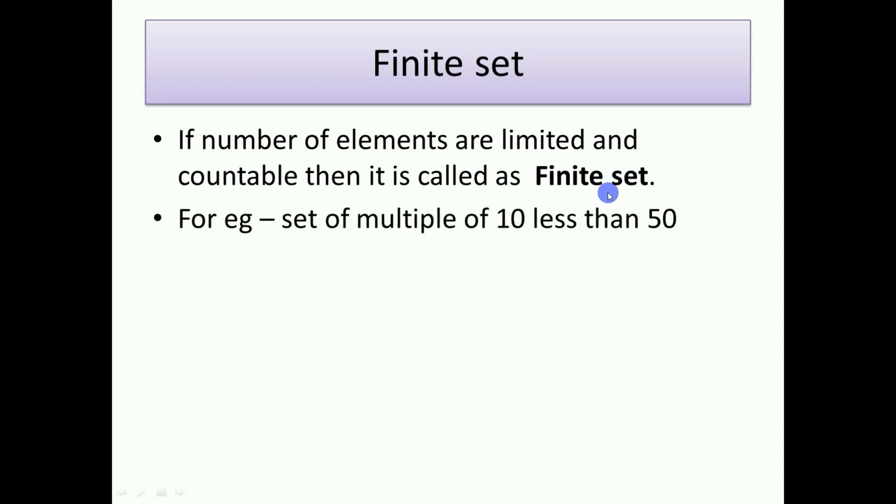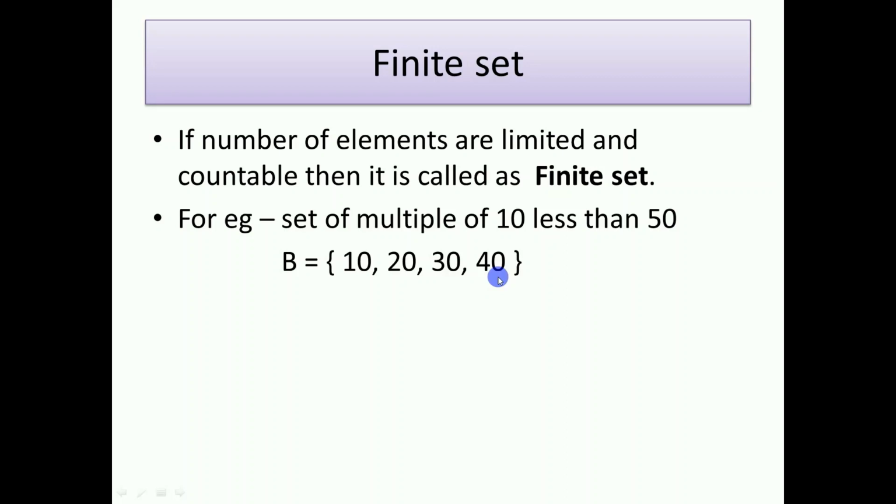Okay, now consider that you have to make a set of multiples of 10 less than 50. Multiples of 10 are 10, 20, 30, 40, 50 and it goes on, but you have to consider less than 50. So less than 50 means that set will consist of only 10, 20, 30 and 40. Now in this set you can count the elements, right? There are only 4 elements, 1, 2, 3 and 4. So from this set you understand that there are only 4 elements, so this set can be considered as a finite set.